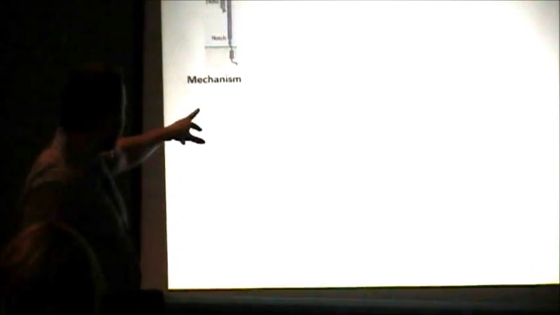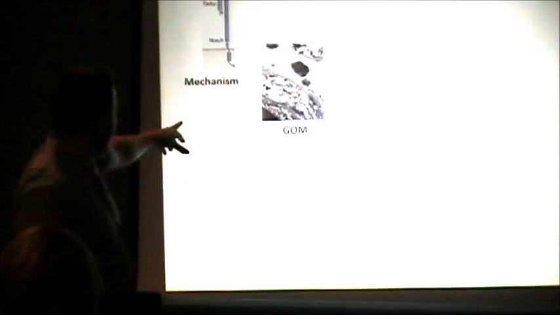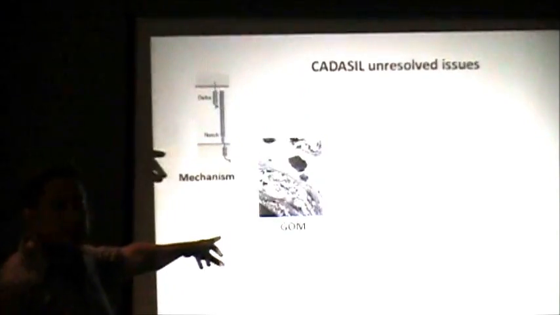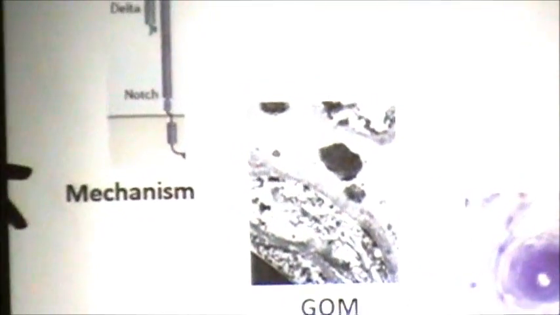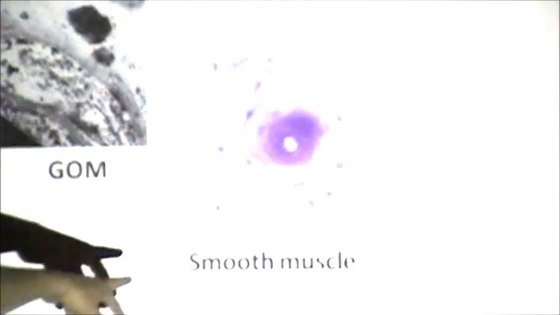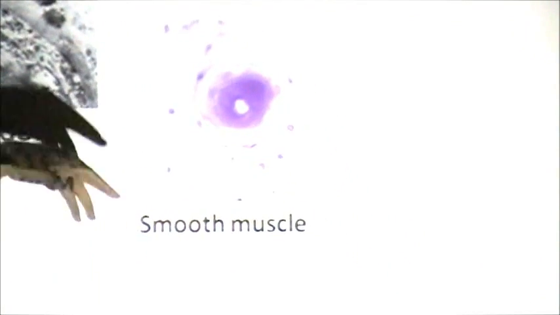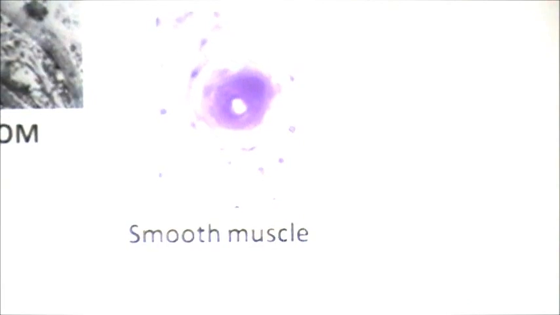So, CADASIL unresolved issues: we need to learn more about the mechanism. We have to characterize the GOMs. We need to see how this affects the cells. This is smooth muscle. We haven't really talked too much about it, but these are the cells that express NOTCH3. These are the smooth muscle cells.